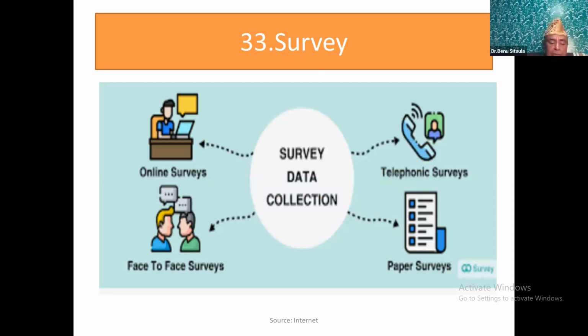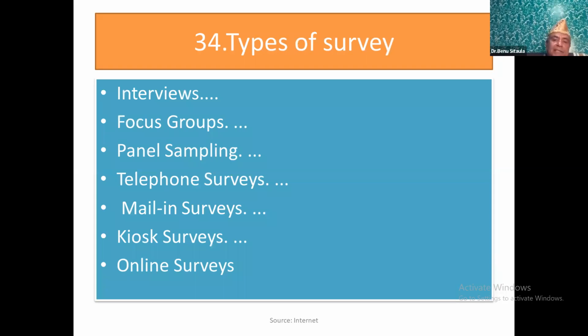Survey is also an important tool for data collection. Surveys collect information from a targeted group of people about their opinions, their behavior, their knowledge, their perceptions, and so on. Common types of survey are written questionnaire, face-to-face or telephone interview, focus group, and electronic mail. These are some of the types of survey methods.